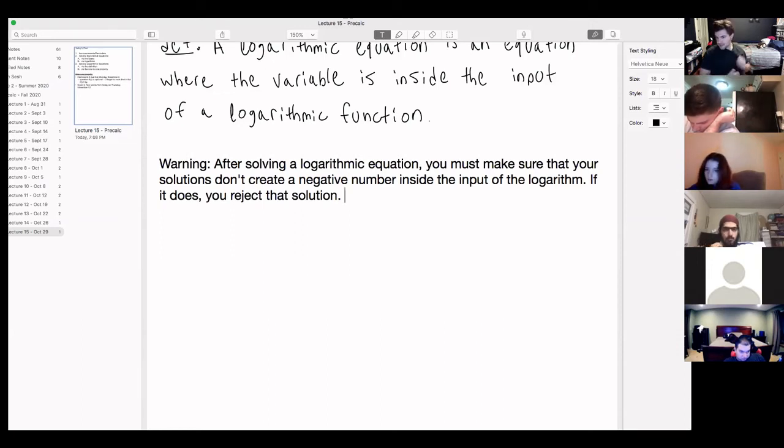Definitely get this down in your notes. Very important. And I would also like someone to tell me, why is this a warning? Why am I even writing this? What is the property of the log that's making me write this warning? Why do I need to reject anything that will create a negative number in the input?